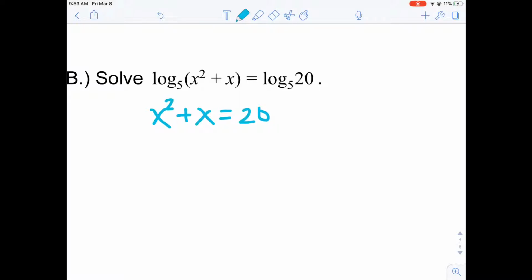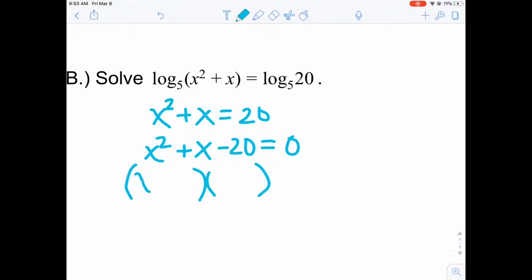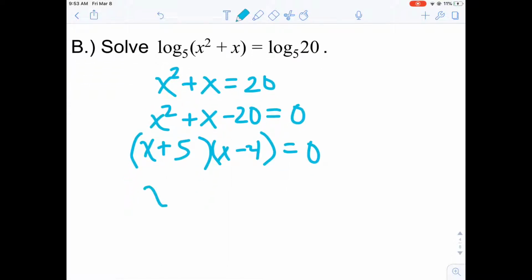To solve for x here, I see that I have all the makings for a very nice quadratic. All I have to do is subtract the 20 to the other side, and this will then factor to x plus 5 and x minus 4, and that gives me x is equal to negative 5 or 4.